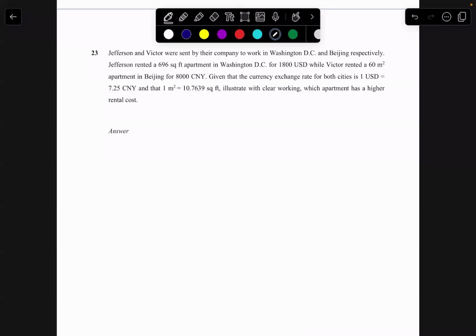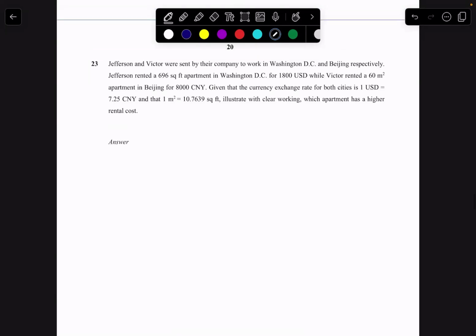Jefferson and Victor were sent by their company to work in Washington, D.C. and Beijing, respectively. Jefferson rented a 696 square feet apartment in Washington, D.C. for $1,800 USD, while Victor rented a 60 square meter apartment in Beijing for 8,000 CNY. Given that the exchange rate is 1 USD equals 7.25 CNY, and that 1 square meter is 10.7639 square feet, illustrate with clear working which apartment has a higher rental cost.